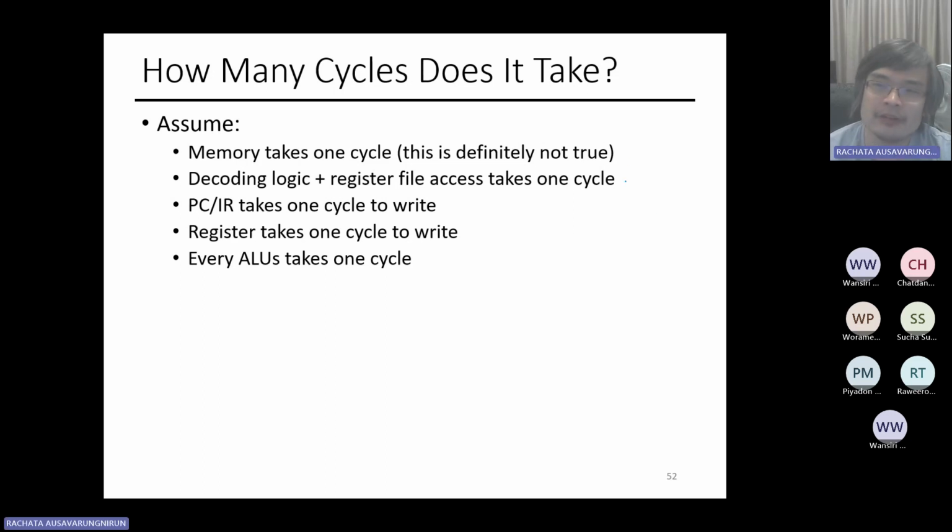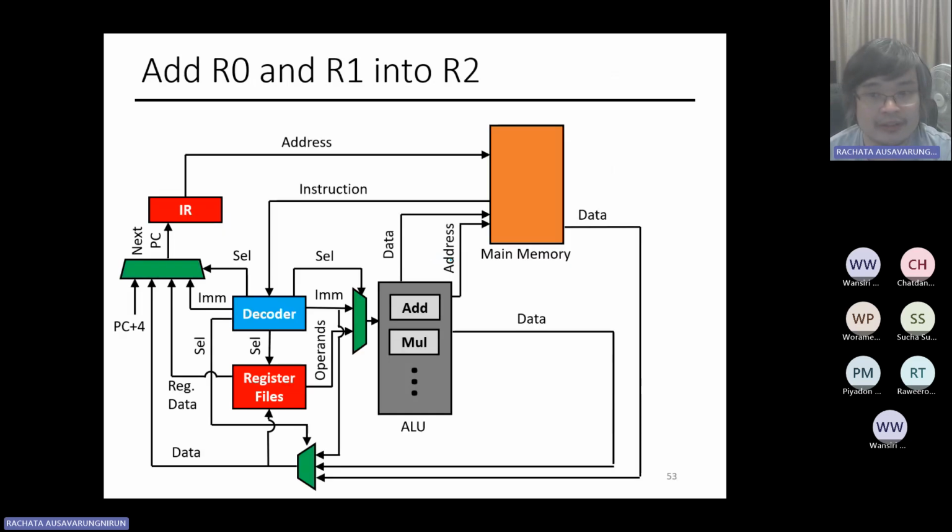Decode also takes one cycle. Updating the program counter and the instruction register takes one cycle. Writing to the register file also takes one cycle, and every single ALU operation is also one cycle. Basically, everything is one cycle.